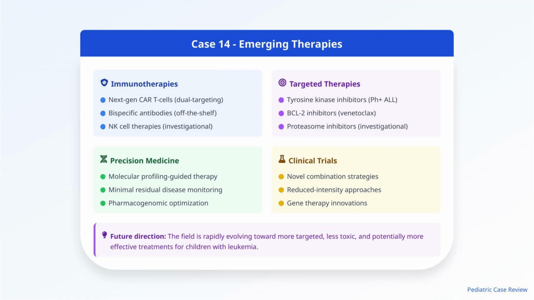Precision medicine approaches now allow therapy selection based on comprehensive molecular profiling of each patient's leukemia. Novel combination strategies are reducing chemotherapy intensity by incorporating immunotherapy components. Ongoing clinical trials are investigating dual-targeting CAR T-cells and gene therapy approaches. These advances represent a paradigm shift from the traditional cytotoxic chemotherapy approach toward more targeted, less toxic, and potentially more effective treatments for children with leukemia.